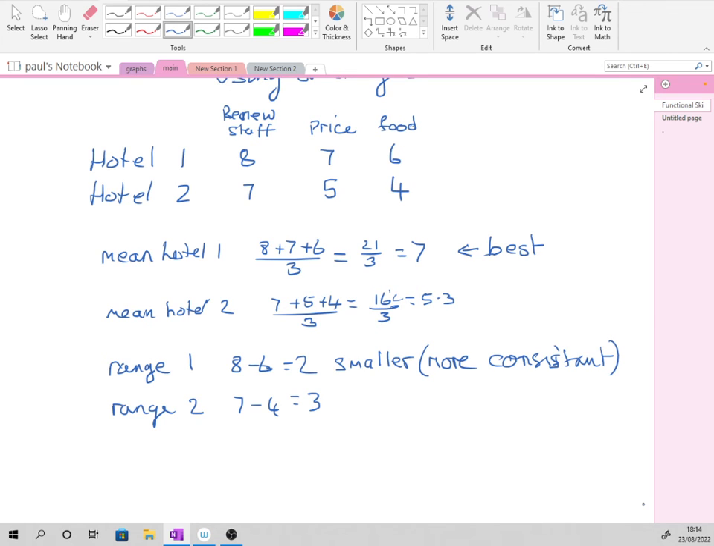The median, we could use the median for hotel 1, which is the middle number, which, oh, they're nice, they're all in order, aren't they? So the middle number there is 7, and the median for hotel 2 is 5. So again, this one's the best median. So we can either use mode. There is no mode for any of them, so we don't need to work any of that out.